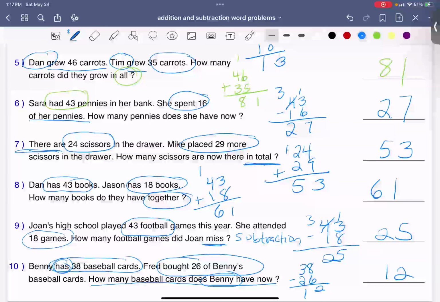So this is how you can approach answering word problems that involve addition and subtraction. Good luck.